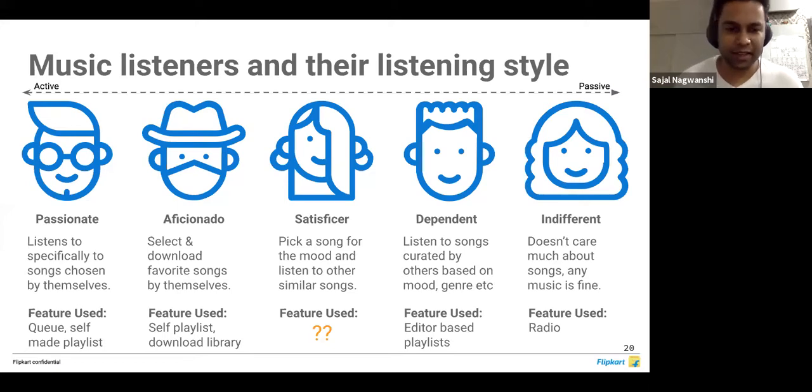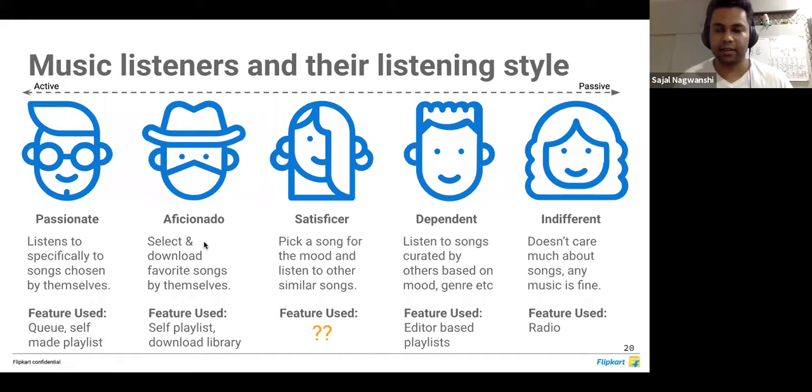These were the extremes of this range. We started realizing that different people had different interests depending on the context they were in. Sometimes they would be passionate, sometimes they would be dependent, and so on. So I'll talk about different kinds of listeners here. The passionate ones were very specific about the songs and the order in which they played them, so they used features like queuing and self-made playlists.